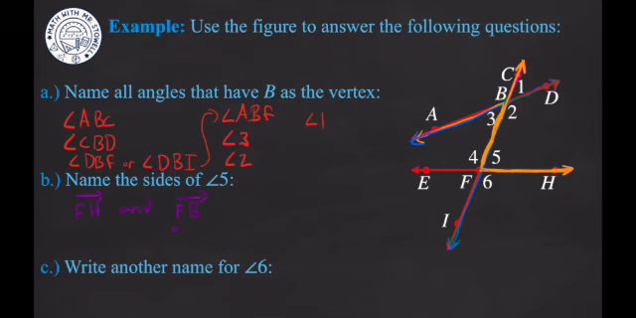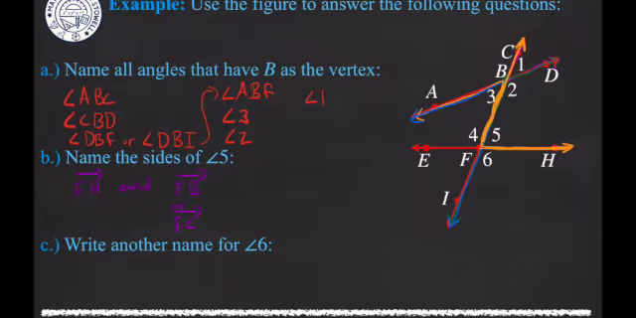Or we can say F to C, because we get to choose which point. Because that ray extends, we see that we have two points on there. Actually, there's an infinite amount, but we only notated that there's two. So that's naming the sides. Write another name for angle 6. Okay, so angle 6, we are going to look at it in terms of a green angle. I know my drawing is getting messy, but it's okay.